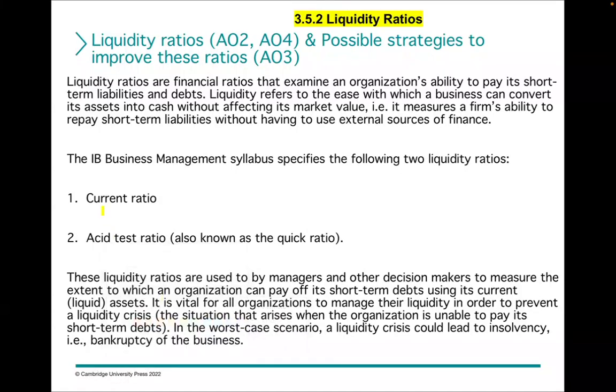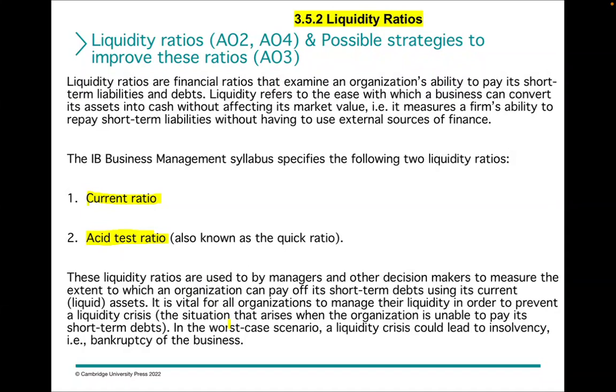So these liquidity ratios are important for banks, or other people who would lend you money, to see when you will be able to pay them back. So you've got current ratio and you've got acid test ratio, known as a quick ratio. These liquidity ratios are used by managers and other decision makers to measure the extent to which an organization could pay off its short-term debts using its current assets.